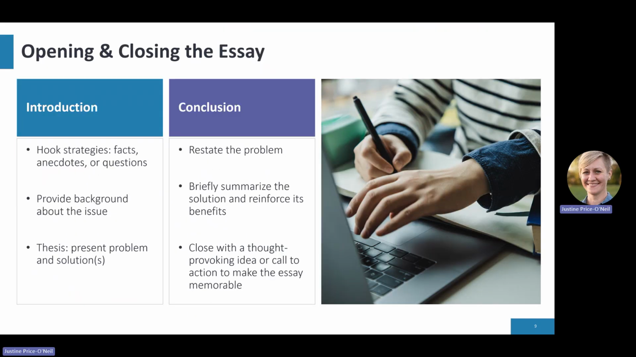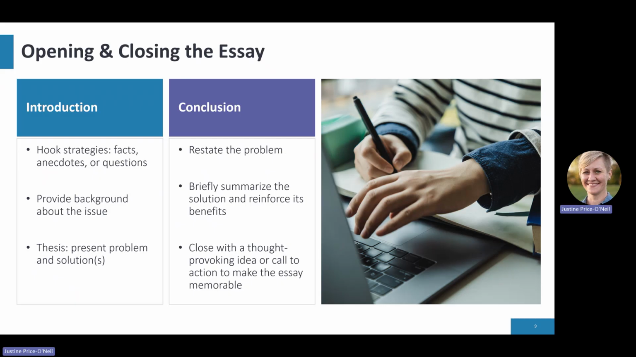Okay, let's talk about opening and closing the essay now. So for an effective introduction, you would first start with a hook. So the point there is, like most essays, you want to get the reader's attention right away. So rather than getting into your problem and your solution, you want to just introduce the idea in general to your reader. And you could do this with facts or stories or questions, some interesting information to start.